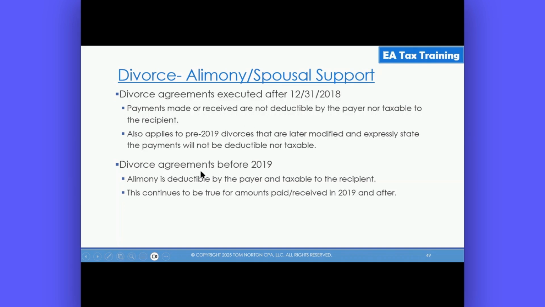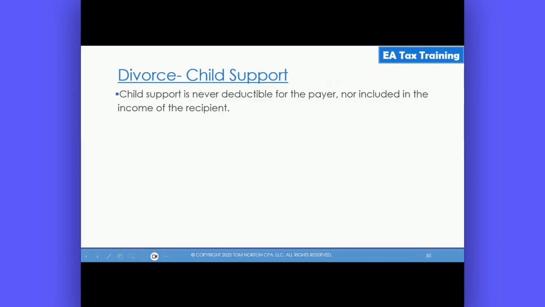If you have a pre 2019 divorce, or 2018 or sooner, then the alimony is deductible by the one who paid it. It is included in the income of the one who received it. And that is true for as long as the payments are made. So it doesn't matter that some of the payments were made in 2019 or later, as long as the divorce itself was from 2018 or earlier, then these are the rules that apply.